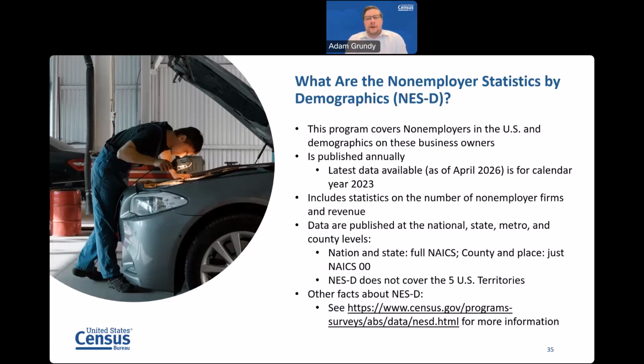And then the counterpart to the annual business survey is non-employer statistics by demographics. So this covers all the non-employer data in the United States and the demographics on those non-employer business owners. This is published on an annual basis with the latest data available for calendar year 2023, and includes the number of non-employer firms and the revenue for each of those different categories. Data are published at the national, state, metro, and county levels. So it goes down to pretty granular levels as well. However, this does not cover the 5 U.S. territories at this time.